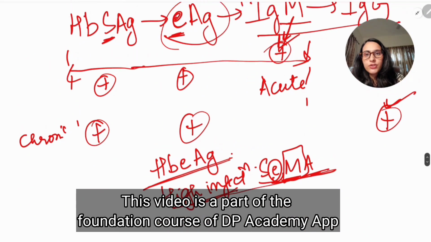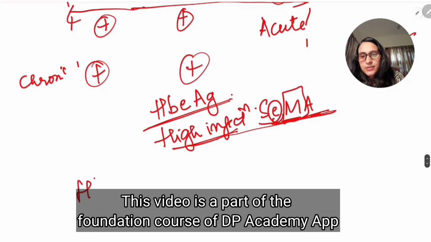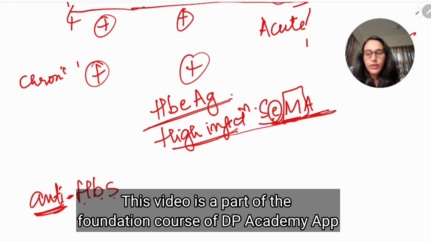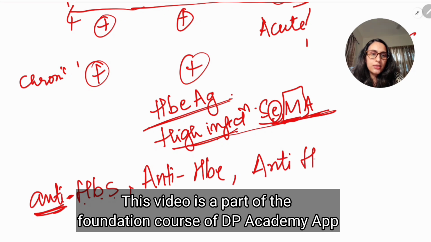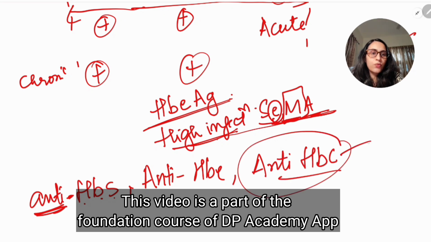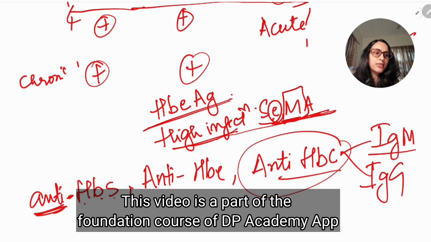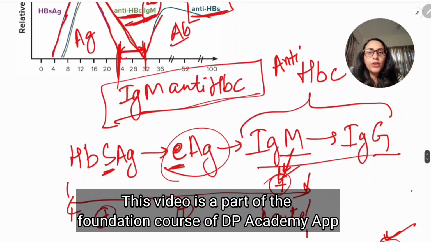For recovery, you will see all the antibodies: antibodies against surface antigen, so I'm going to write anti-HBs, also antibody against pre-core antigen HBe, and anti-HBC, that is against core antigen. Anti-HBC has two types: immunoglobulin M and immunoglobulin G. Immunoglobulin M is seen in the early stages, that is in acute hepatitis. Immunoglobulin G is seen in chronic hepatitis. Very easy. And what is the marker of the window period?